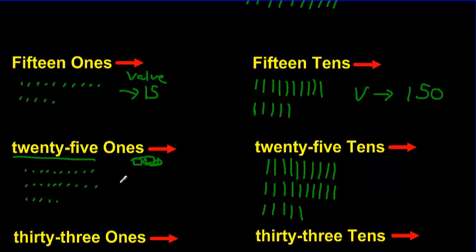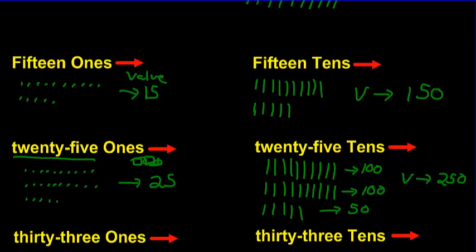25 ones is just 25. 25 tens though, now check it out. Now that's the reason why it's good to organize your numbers. I know I've got 10 tens here. That makes 100. I've got another 10 tens. That makes another 100. And the value of these 5 tens is going to be 50. So what's 100 plus 100? That's 200. Plus 50 is 250. So the value is 250.